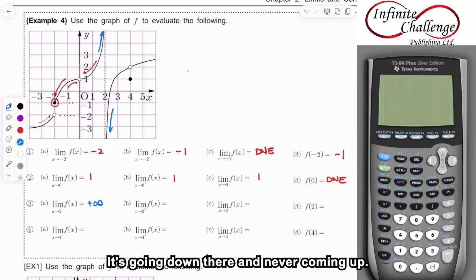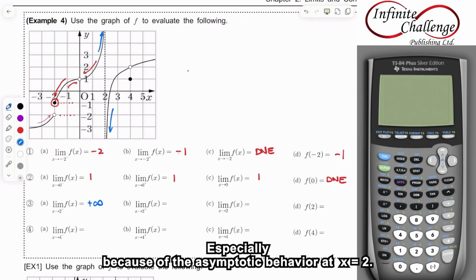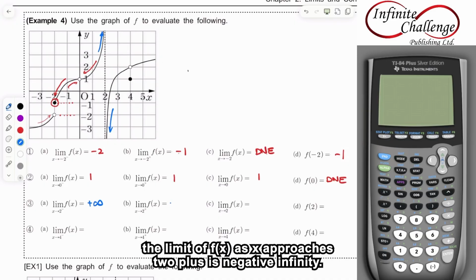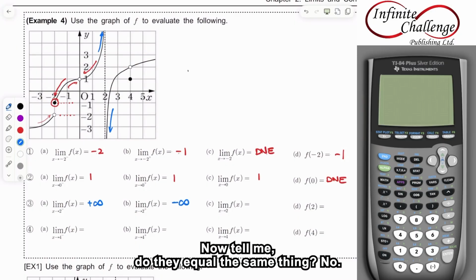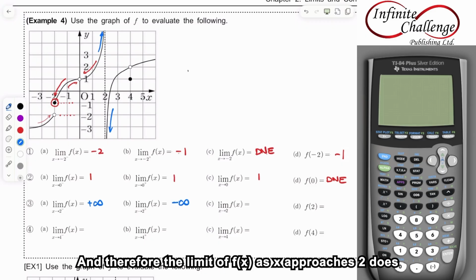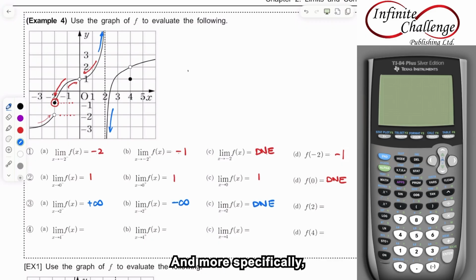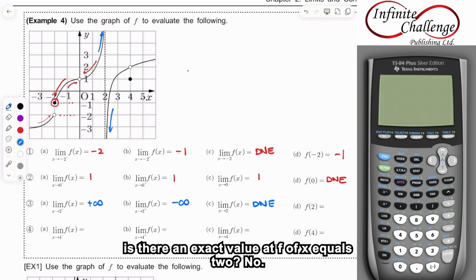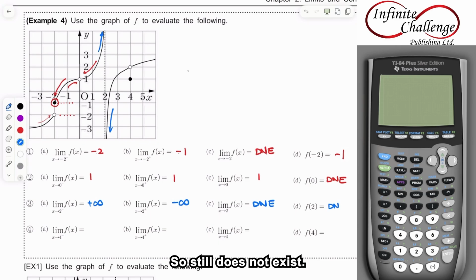It's going down there and never coming up, especially because of the asymptotic behavior at x equals 2. Therefore, we say that the limit of f of x as x approaches 2 plus is -infinity. Now tell me, do they equal the same thing? No, and therefore the limit of f of x as x approaches 2 does not exist. And more specifically, is there an exact value at f equals 2? No. So still does not exist.